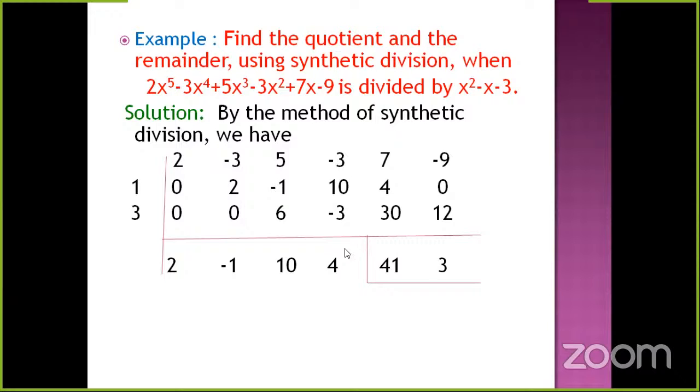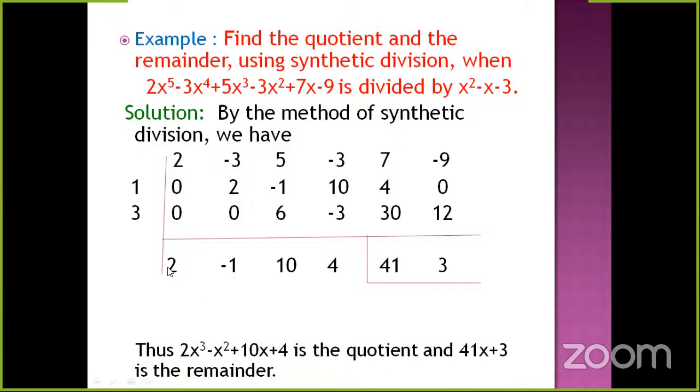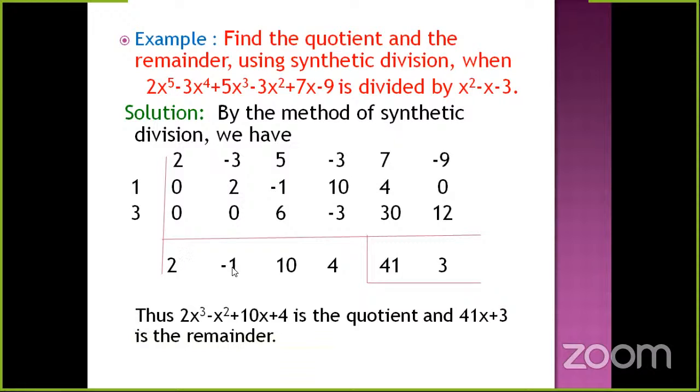So here the remainder is not 0. So what can I say about this quadratic polynomial? It is not a factor of this polynomial. So the quotient and remainder can be written as, see here. Here a fifth degree polynomial is divided by a second degree polynomial. Then the quotient will be of degree 5 minus 2, that is a cubic polynomial. So the quotient will be 2x^3 minus 1 into x^2 plus 10 into x plus 4, and the remainder is 41x plus 3. Is it clear?